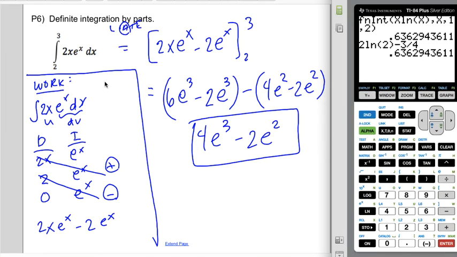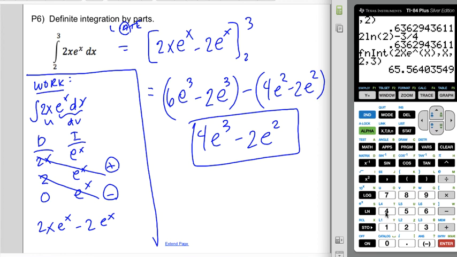So again, I'm going to argue this is a pretty easy one to put in. So I'm going to go ahead and do math 9, right? 2x e to the x, right, comma, with respect to x from 2 to 3, close the parentheses and hit enter, right? And then we're going to go ahead and do 4 e to the third.